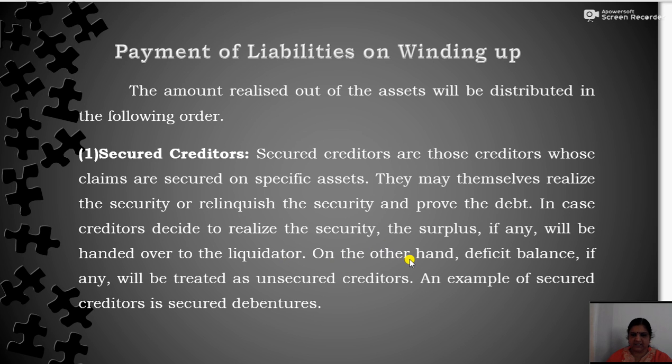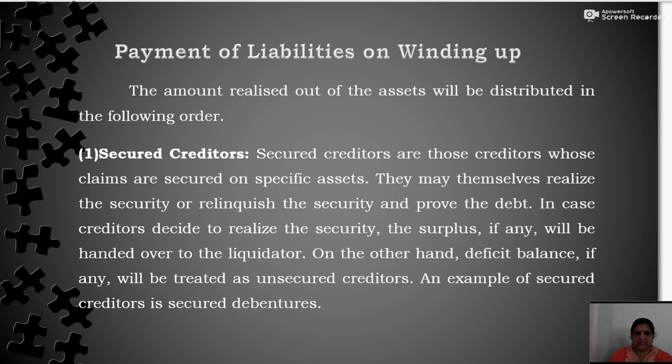Now, on the other hand, in case of deficit balance, it will be treated as unsecured creditors. So, in the order of preference, these unsecured creditors will come later. At the time of making payment to the unsecured creditors, this will also be considered. So in case there is any deficit balance, they will be treated as unsecured creditors. And the example of secured creditors is secured debentures.